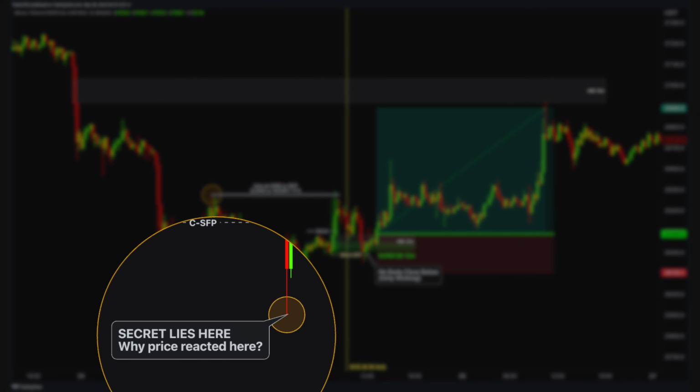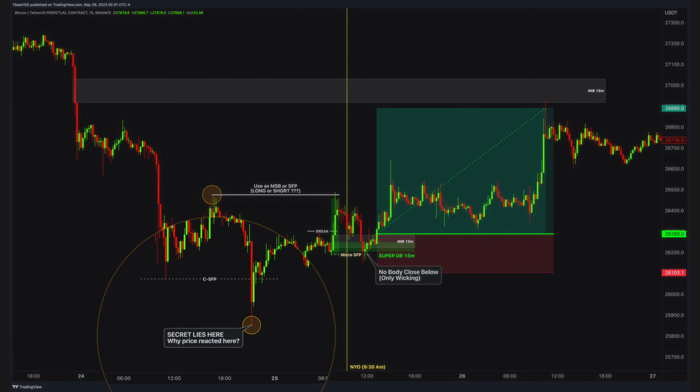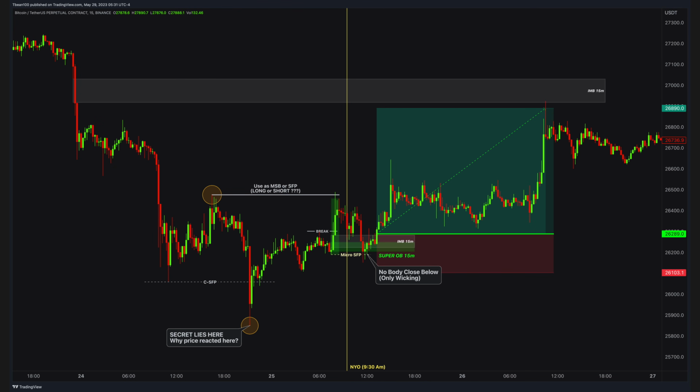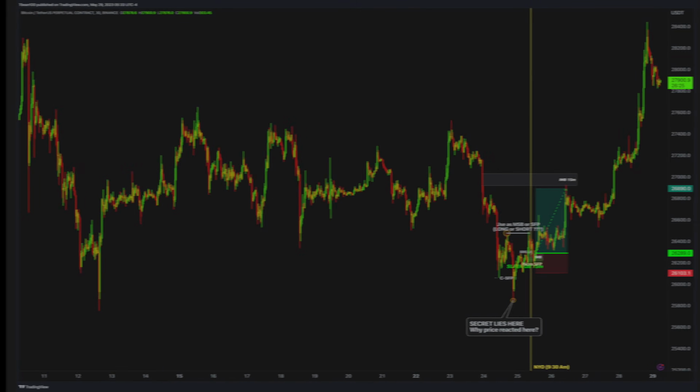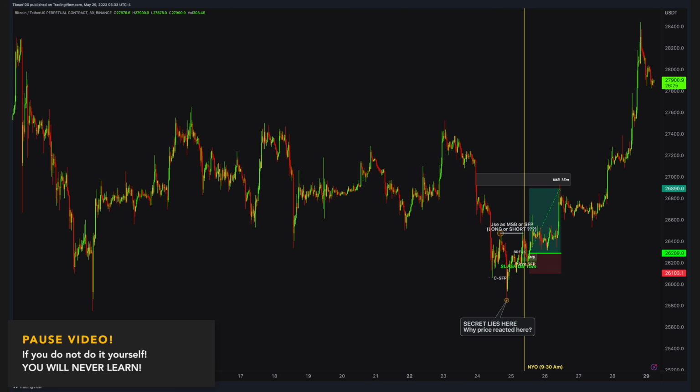Here is my secret. I'll be observing this low and discover the secrets behind this reaction. Like Indiana Jones movies, remember each trade is like an adventure, solving puzzles and mysteries. Switch to the 30-minute chart and now just taking a quick look here. What do you see here? We are trying to solve the puzzle. Why did the price react here?